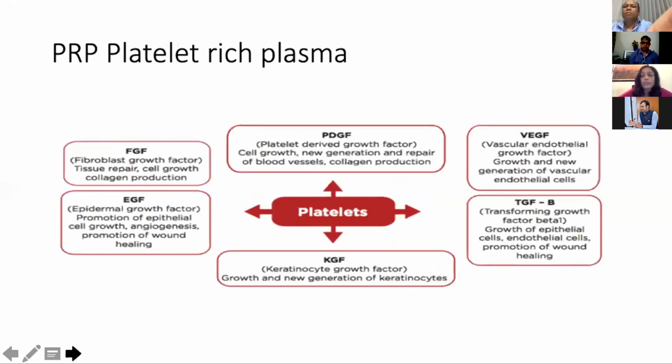So platelet-rich plasma itself has many growth factors, such as platelet-derived growth factors, fibroblast growth factors, epidermal growth factor, keratinocyte growth factor, etc. And all of these are responsible for cell growth, generation, and repair of various structures such as blood vessels, skin, keratinocytes, and other tissues.